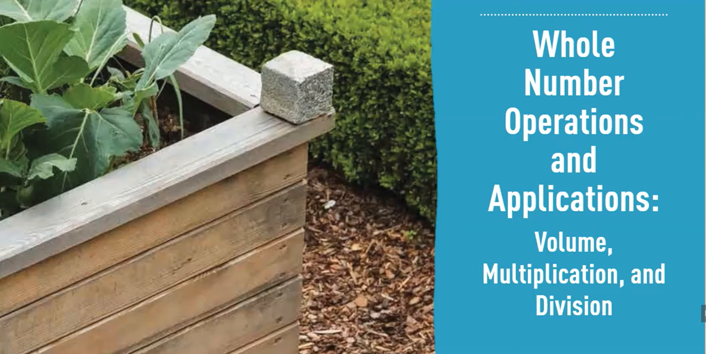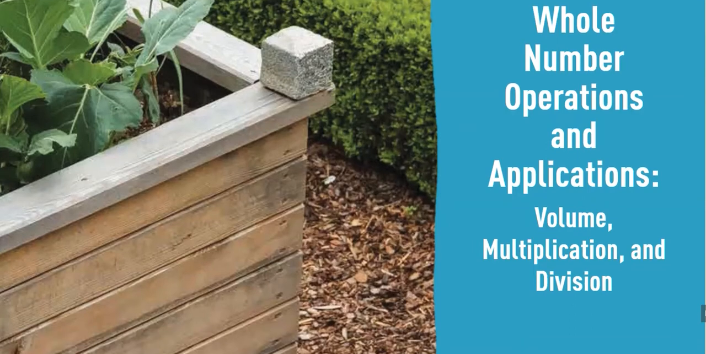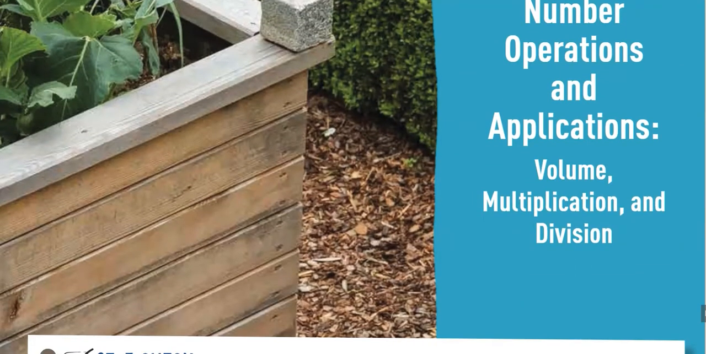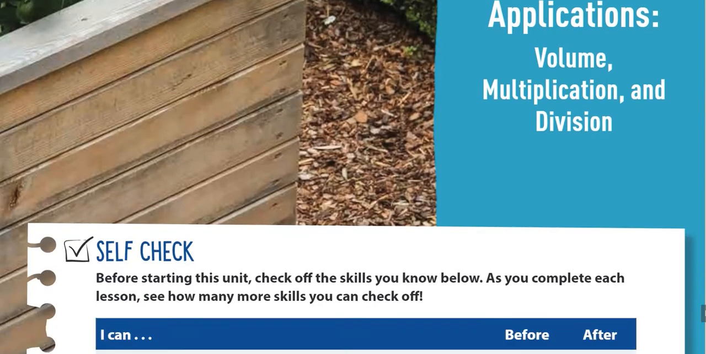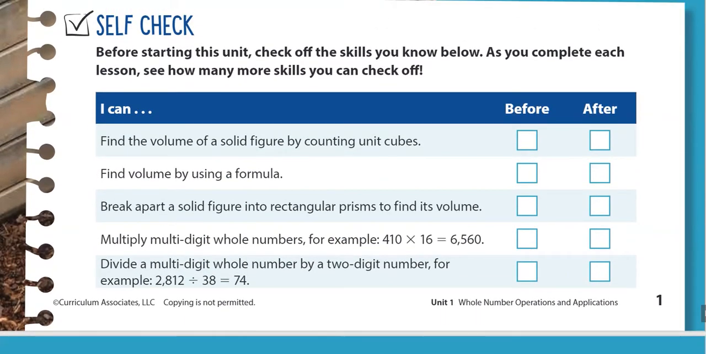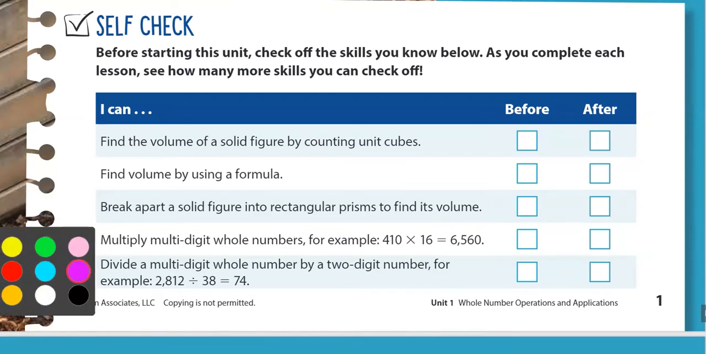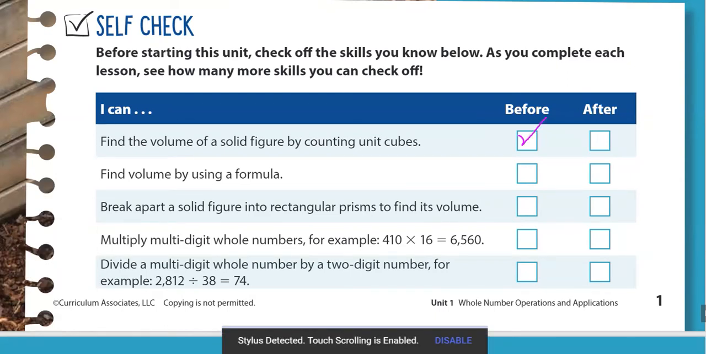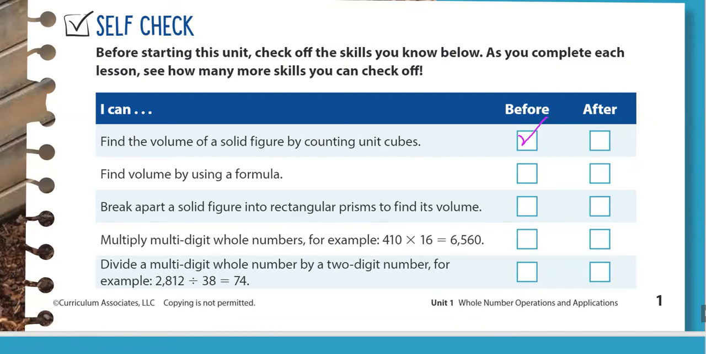So what you can do with whole numbers is applications. We're going to start with volume, and then we're going to go into multiplication and division. So you're going to start with this self-check right here. This is what we're learning in this unit. You're going to go through this list and read every item, and if you feel like you can already do that, you're going to go ahead and give a check mark. If you don't get any check marks, that's okay, because that's what we're learning. So hopefully by the end, you'll be able to give all the check marks over here. So go ahead and pause your video and do that now.